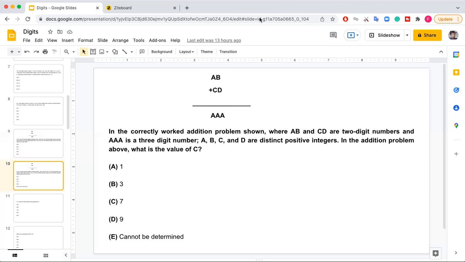Okay, so what's the answer? Three. D. 3 and 9. Any other answer?